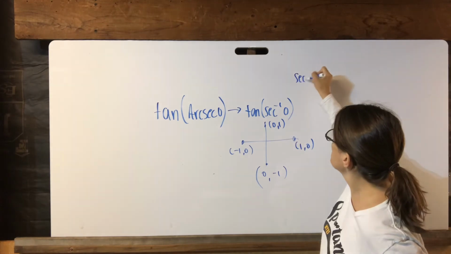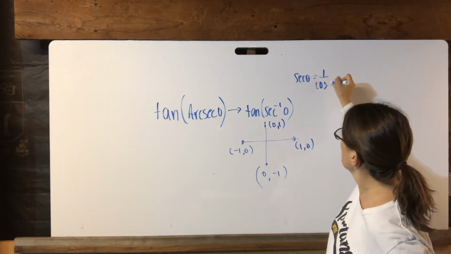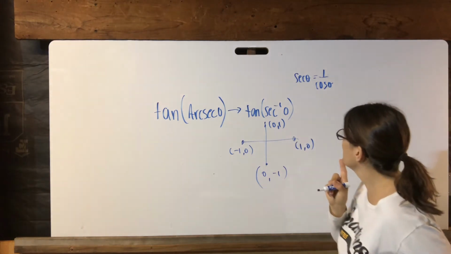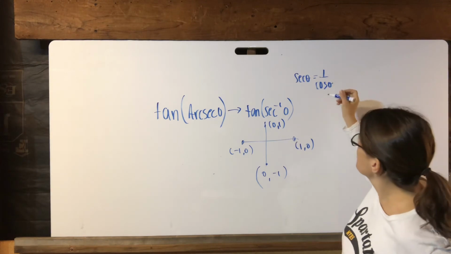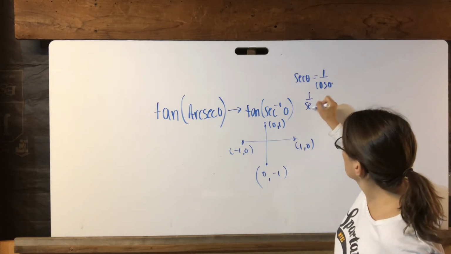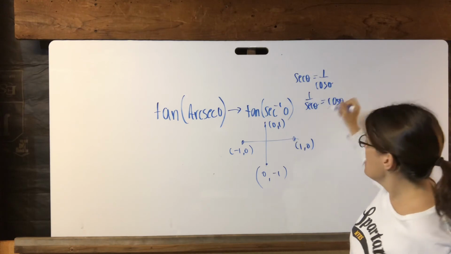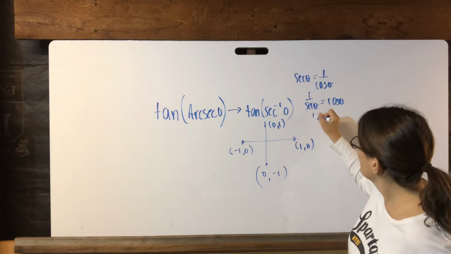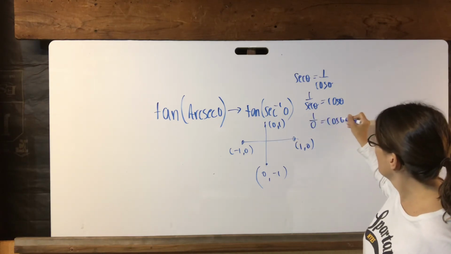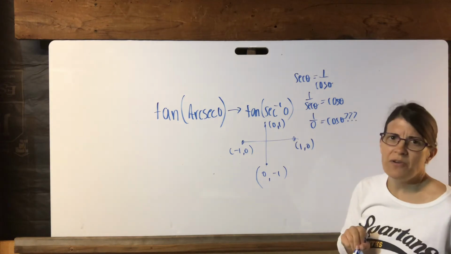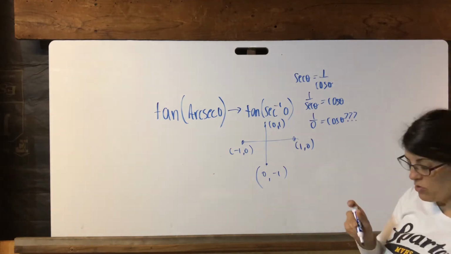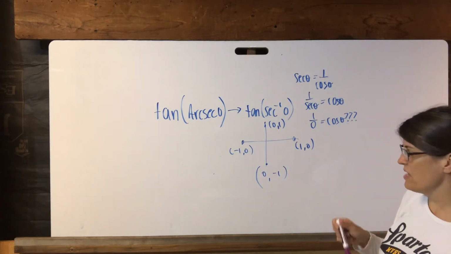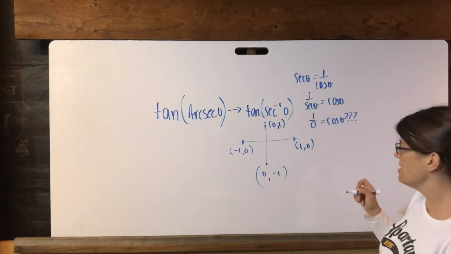The secant is 1 over the cosine. So in this case, if I want my secant to be 0, how on earth does that work? Did you see that this can't work? You can never divide by 0. Dividing by 0 in your entire math life is never allowed.